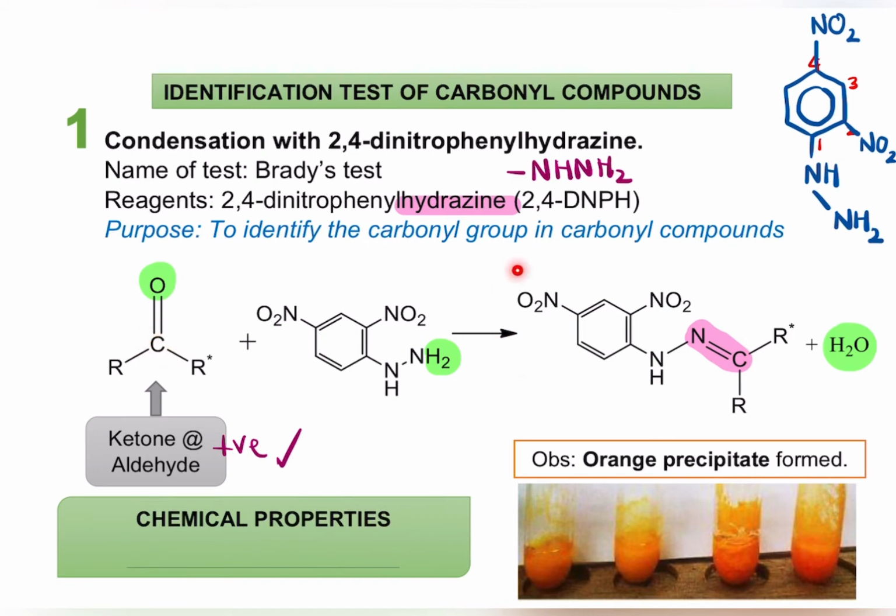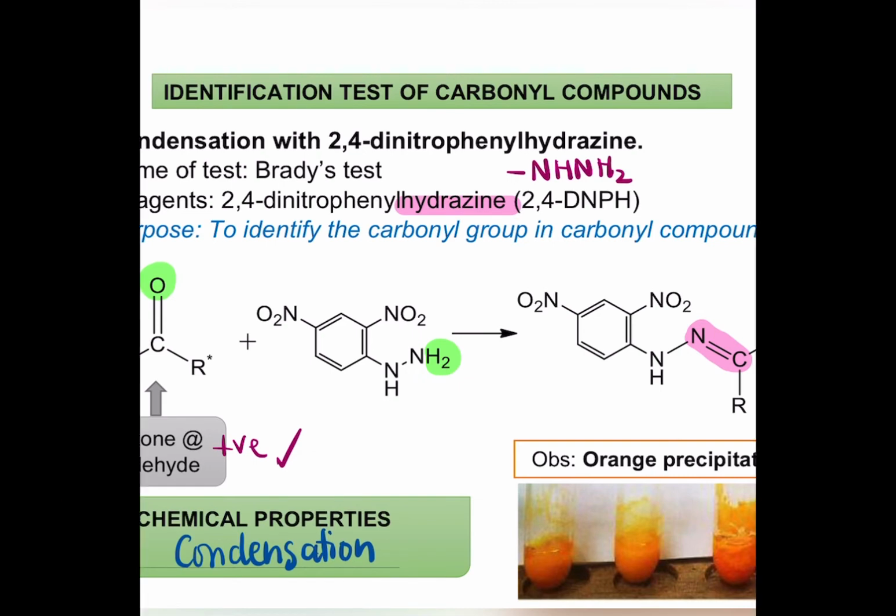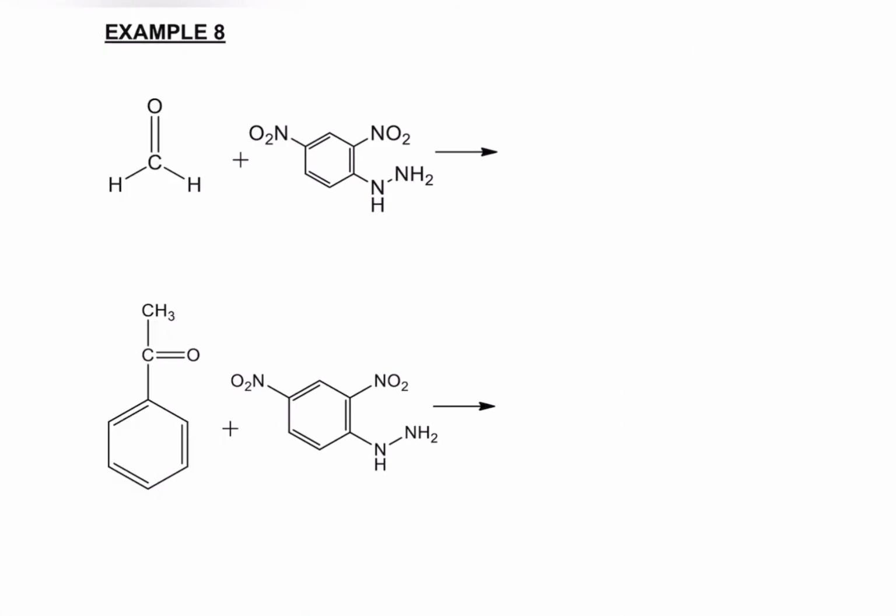So this big guy is your product that shows the observation as orange precipitate, and the chemical property here is condensation. This is also what we call Brady's test. So please remember, this is one of the chemical tests that you've learned. Let's try example 8 with me.